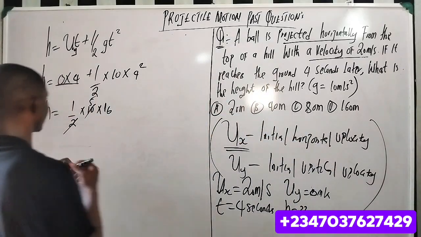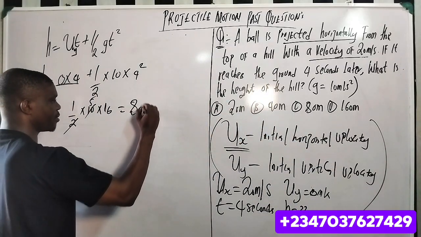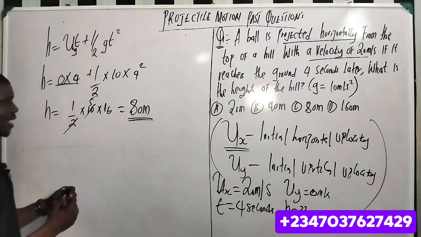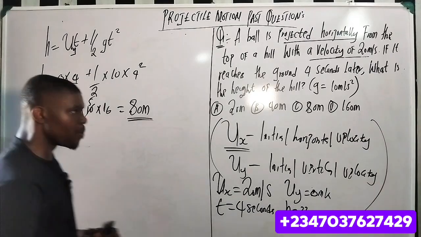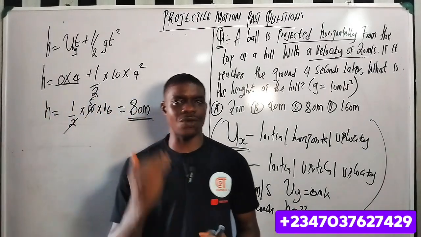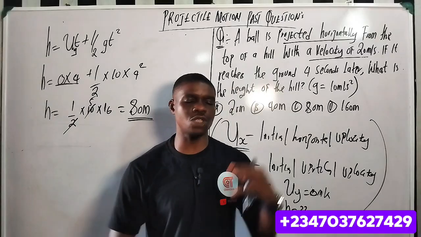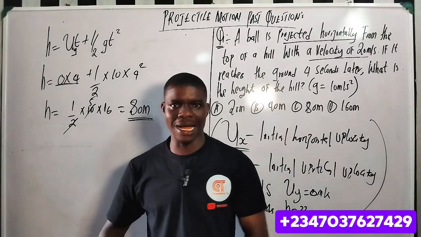5 times 16, here we have 80 meters. So this is not the answer. 80 meters is the answer. Now there's a reason why I'm explaining like this, so that you can understand the concept very well. I don't just want to rush it and just put the formula and solve it.